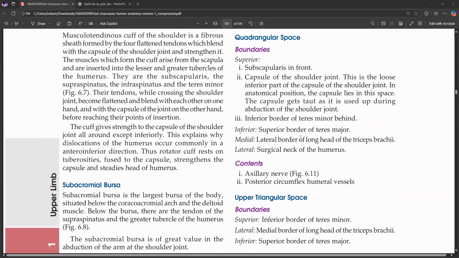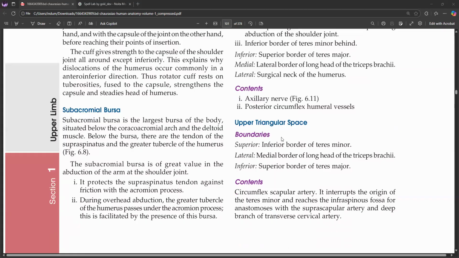Quadrangular space, boundaries. Superior: subscapularis in front, capsule of the shoulder joint. This is the loose inferior part of the capsule of the shoulder joint. In anatomical position, the capsule lies in this space. The capsule gets taut as it is used up during abduction of the shoulder joint. Inferior border of teres minor behind. Inferior: superior border of teres major. Medial: lateral border of long head of the triceps brachii. Lateral: surgical neck of the humerus.